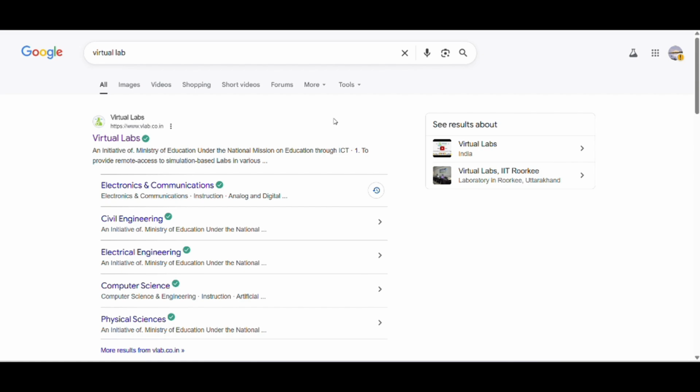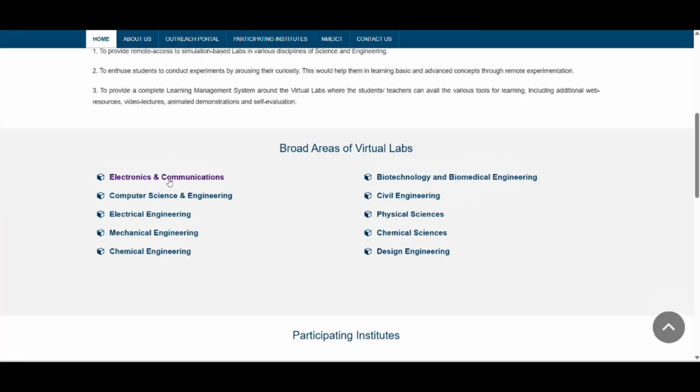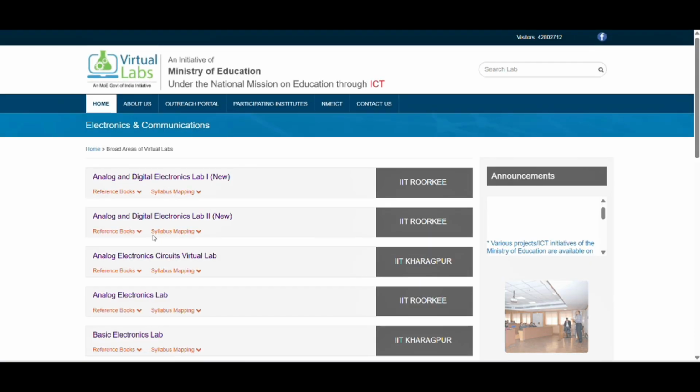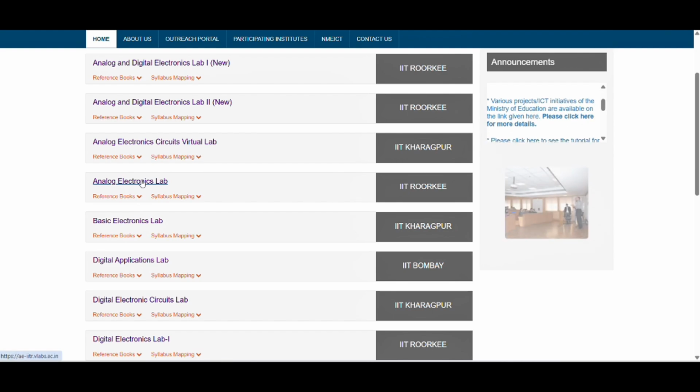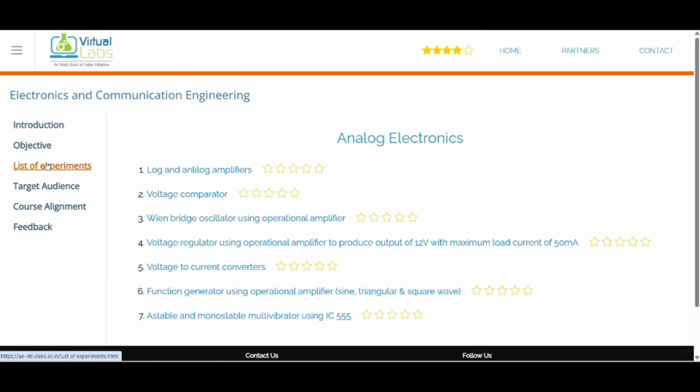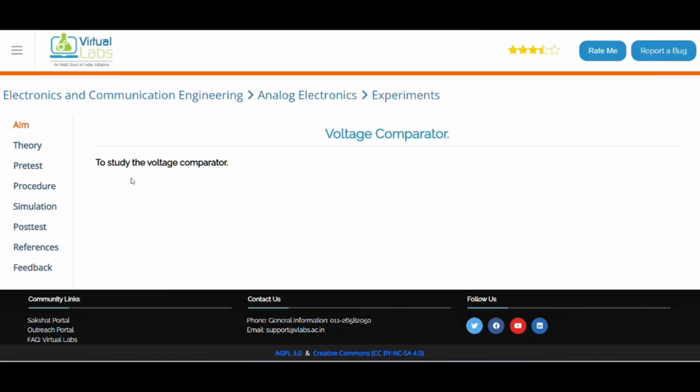Today we're going to see about the voltage comparator using virtual labs. So first, get into virtual labs, electronics and communications, and let's get into analog electronics labs and experiments. Today we are going to see about the voltage comparator in analog electronics using the virtual lab. So first, let's get started.